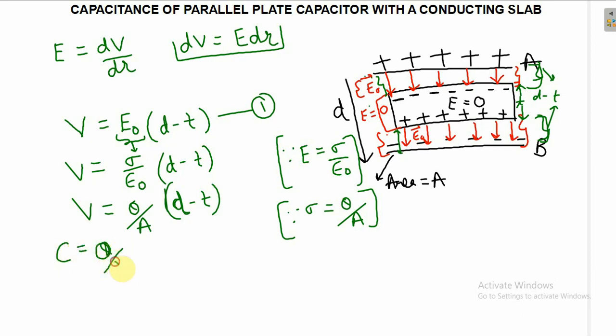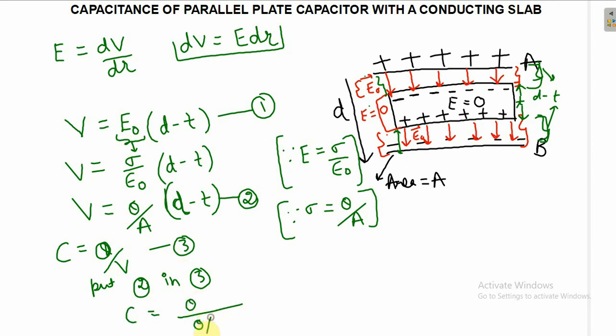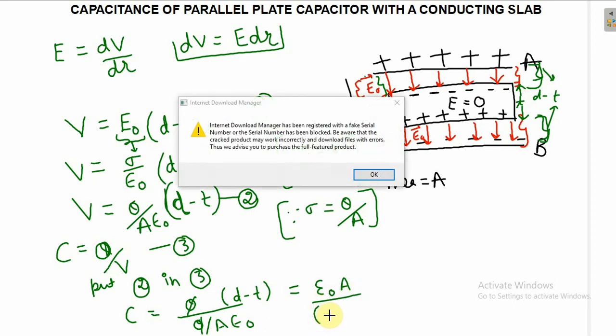Substitute the value of V in equation number 3. Basically you have to substitute the value of V from equation 2 in the third equation. So after substituting the value of V, you will get this equation. Q and Q will cancel out each other. So here epsilon naught you have to write from the equation 2. So finally you will get epsilon naught A by D minus T.